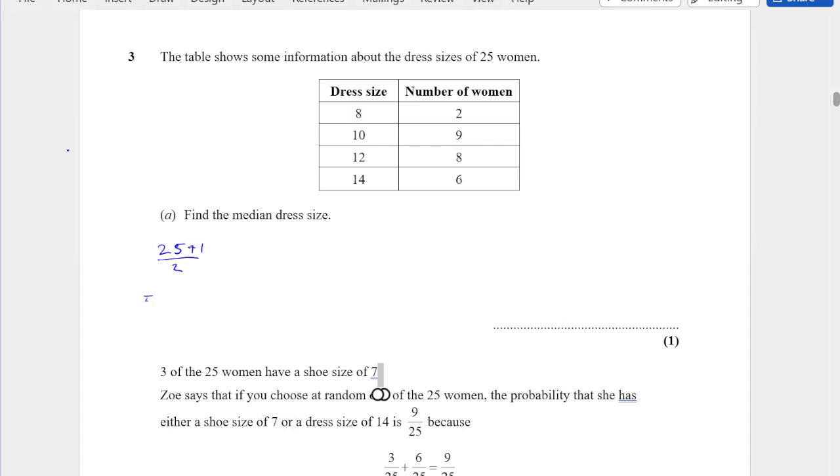So 26 divided by 2 would be 13. So we're looking for the 13th value. I'm just going to keep some of the cumulative frequencies going. So we've got 2 that are 8 or less. We've got 2 plus 9, we've got 11 that are size 10 or less, which means that we've got 19 that are size 12 or less. So the 12th to the 19th values are all 12s, so the median is going to be 12.